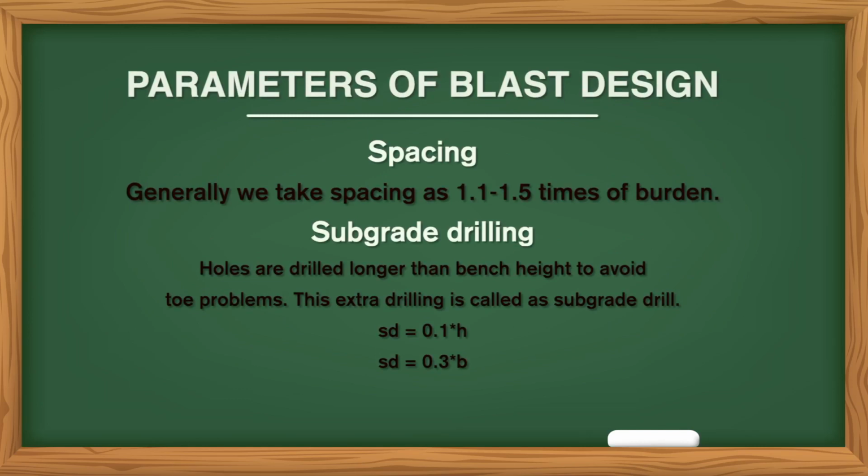Spacing: generally we take spacing as 1.1 to 1.5 times the burden. Subgrade drilling: holes are drilled longer than bench height to avoid toe problems. This extra drilling is called subgrade drilling. So, Hd is equal to 0.1 into H, and Hd is equal to 0.3 into B.